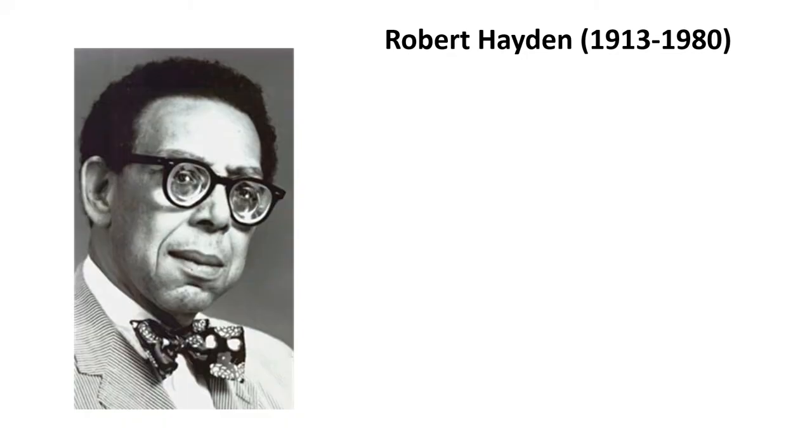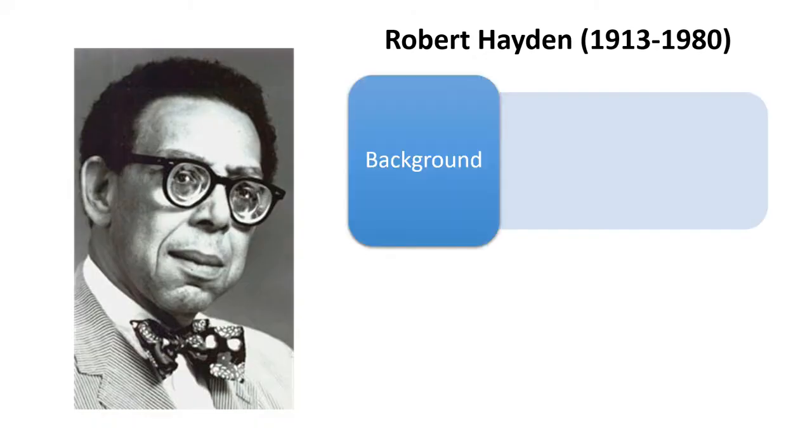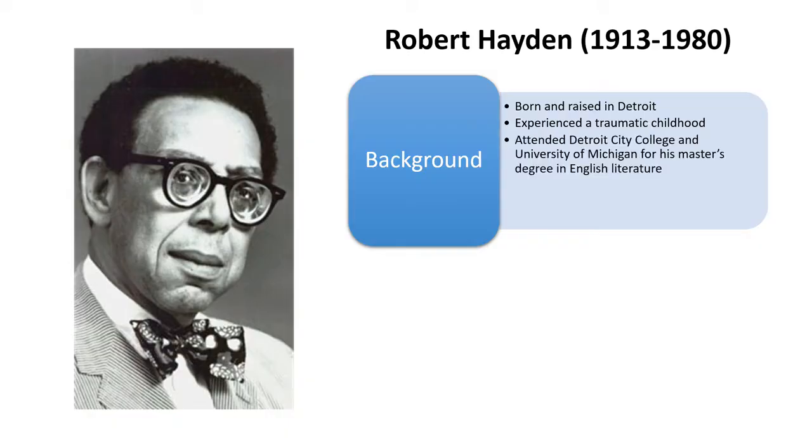Before we dive into the poem, let's cover some basic information about Hayden's background to give us some context. I learned a lot of this information from the Poetry Foundation, so I'll put a link to that in the description. Robert Hayden was a 20th century writer born and raised in Detroit, and he experienced a traumatic childhood, which informed his later writing. He first attended Detroit City College, then went to the University of Michigan to earn his master's degree in English literature.